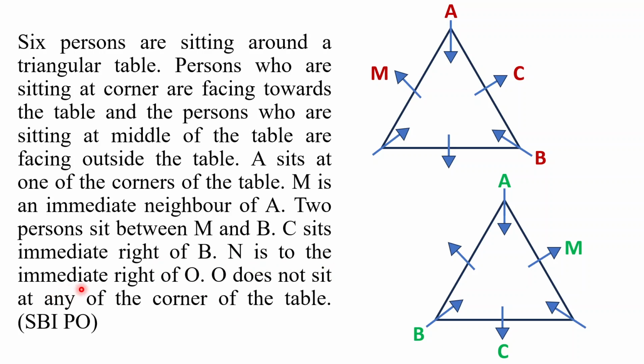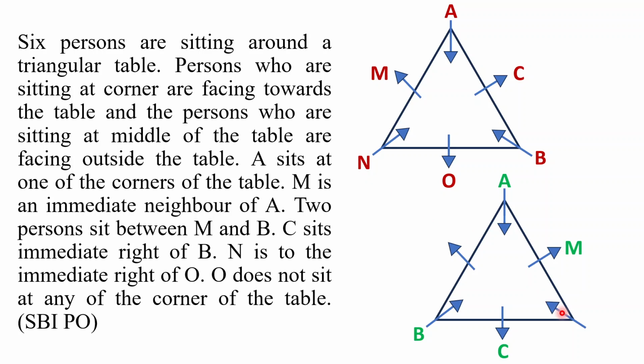N is to the immediate right of O. O does not sit at any of the corners of the table. So O is not sitting at any of the corner, means we cannot place O here at this position, case number 1. So we will place O here at this position. Okay. Now N is to the immediate right of O, and to the right of O you can see this side is the right side of O. So N will be placed here at this position in case number 1.